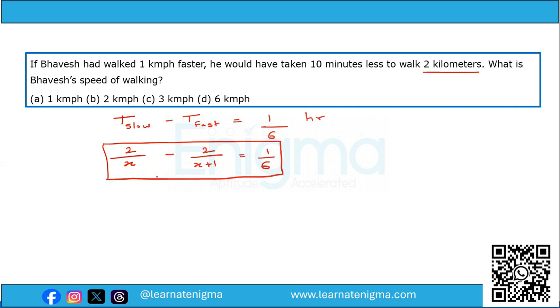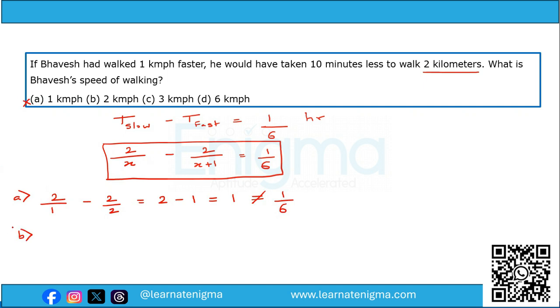Now, we have to do it by trial and error. So, you can substitute options. So, if you substitute x as 1, the equation will become 2 upon 1 minus 2 upon 2. So, this becomes 2 minus 1, which is equal to 1, and which is not equal to 1 by 6. So, therefore, option A is eliminated.